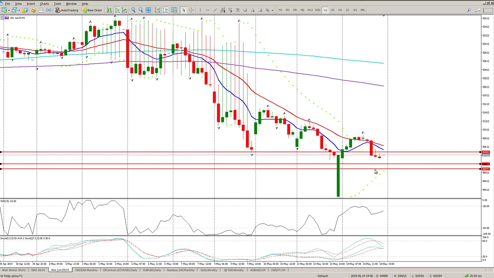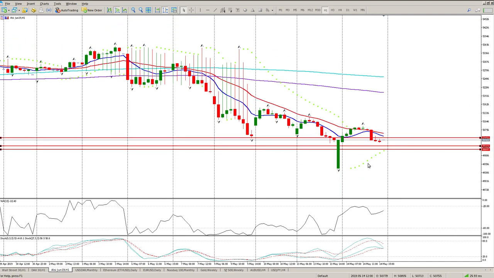If those levels give way, we fall through, we come back and test it, then we have a situation unfolding which would be a change in direction to the downside. These little green dots are parabolic SAR, and basically when you're above it, the trend is up, and when you're below it, the trend is down.